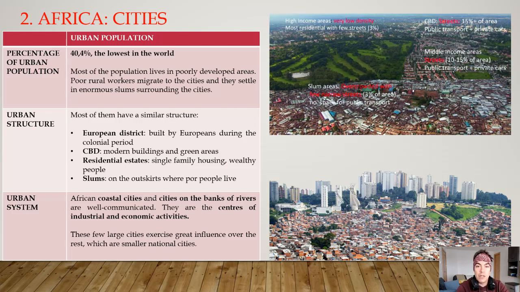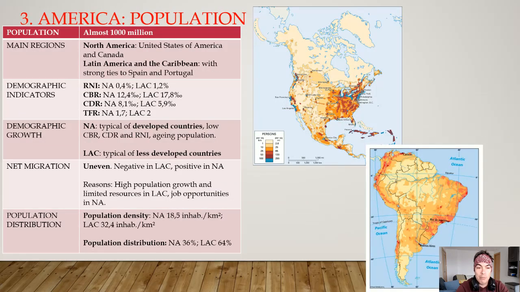So most of the African cities are national cities, and we can consider that there are a couple of more or less global cities, such as Cairo or Cape Town. So this is all for Africa, and we go to America. In America, the population is almost 1,000 million people, and we have two main regions.